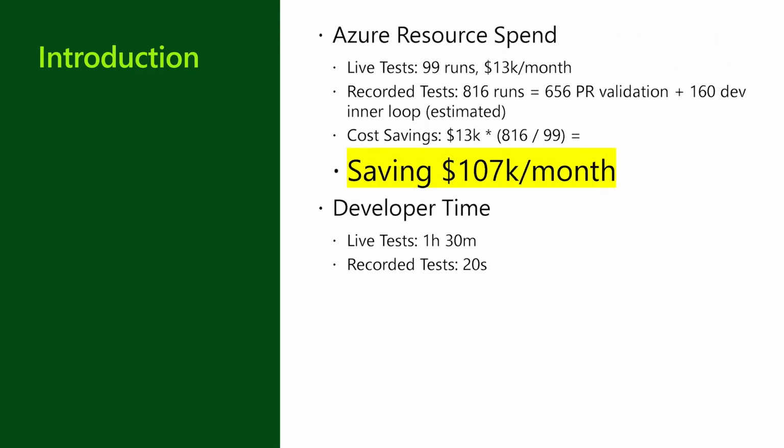To give you an idea of the savings the test proxy can provide, we measured the cost of 99 runs of a single test against the live Azure service. The cost of these 99 runs was $13,000, which averages out to about $131 per test. In contrast, we were able to run 816 iterations of this same test with the test proxy, and using the $131 per test figure as a guide, we calculated a savings of $107,000 a month.